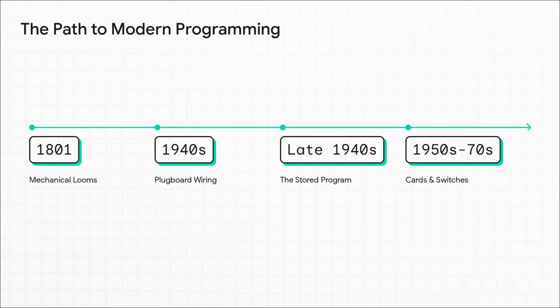So here's the path we're going to take. It all starts way back in 1801 with mechanical looms, long before electricity was even a thing. Then we'll fast forward to the 1940s, this kind of chaotic era of plugboards and wiring, right before a truly revolutionary idea. The stored program changed absolutely everything. And finally, we'll see how punch cards and toggle switches bridged that last gap to modern computing. It's this huge evolution from physical instruction to abstract code.